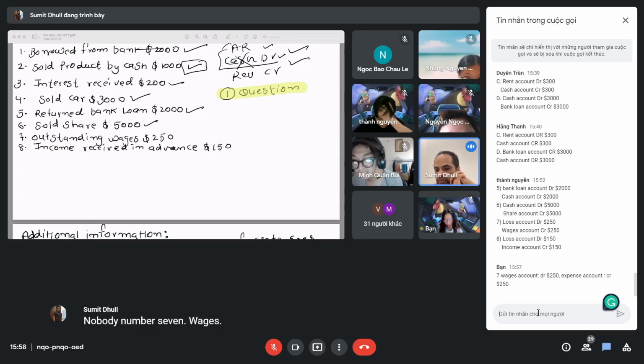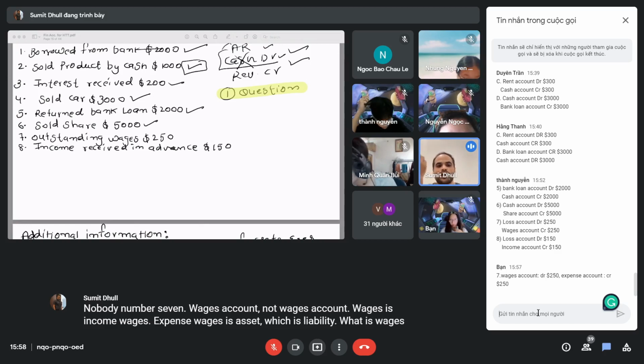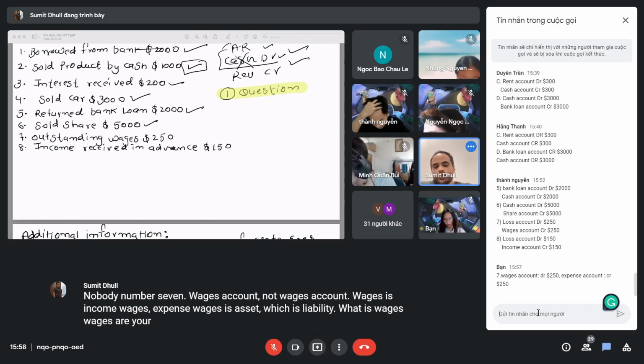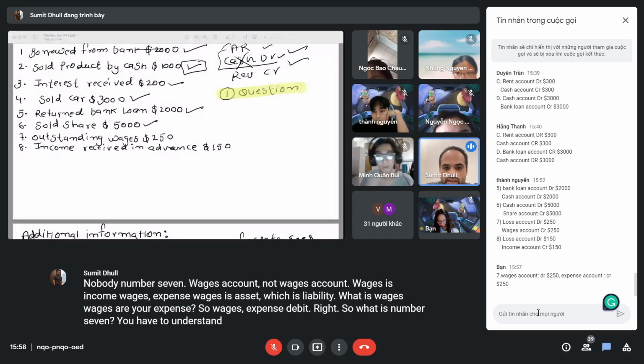Wages account. Wages is income, wages is expense, wages is asset, wages is liability. What is wages? Wages are your expense. So wages, expense, debit, right? So what is number 7? You have to understand what is the meaning of number 7.